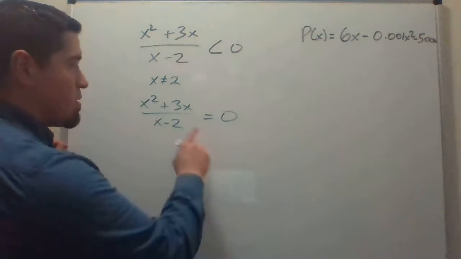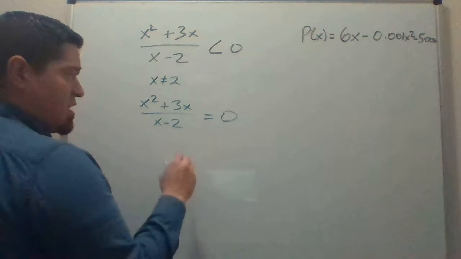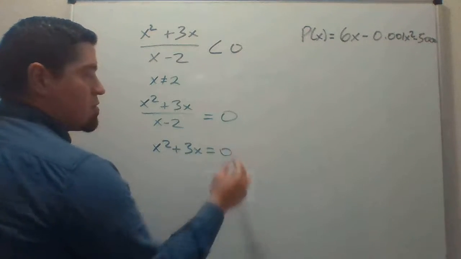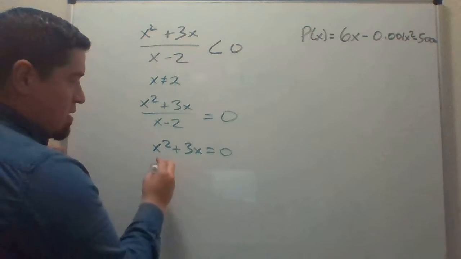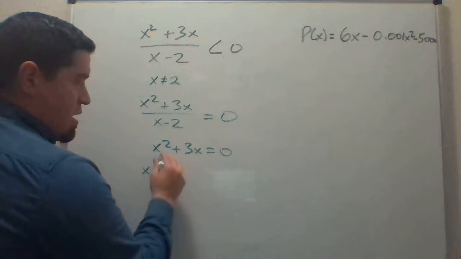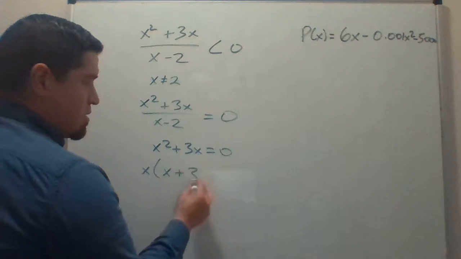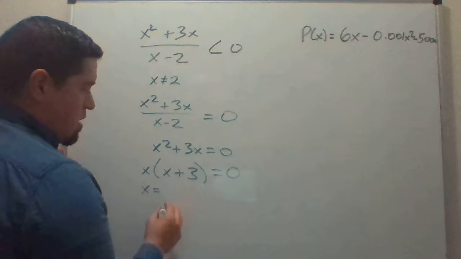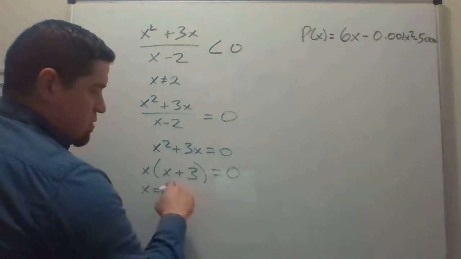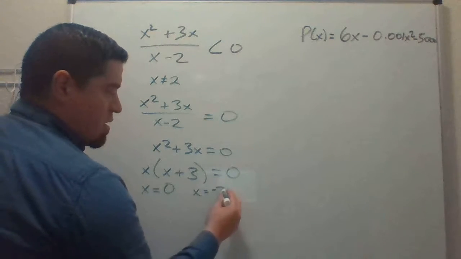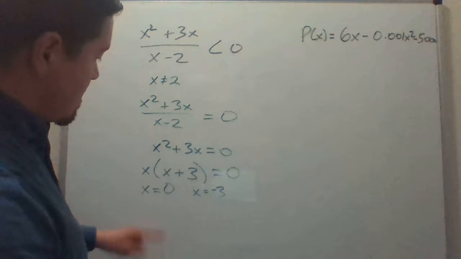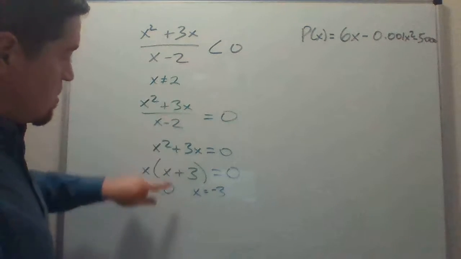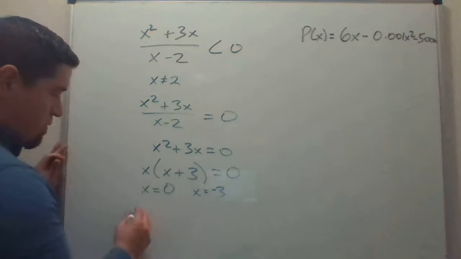But if you want some algebra, multiply both sides by x minus 2, and you end up with x squared plus 3x equals 0, which you can then factor, because there's an x in both terms. This will factor to x times x plus 3, which gives you the two solutions, x equals 0 and x equals negative 3. So I have my partition points. What we'll do is, with these three, 2, 0, and negative 3, create our intervals.